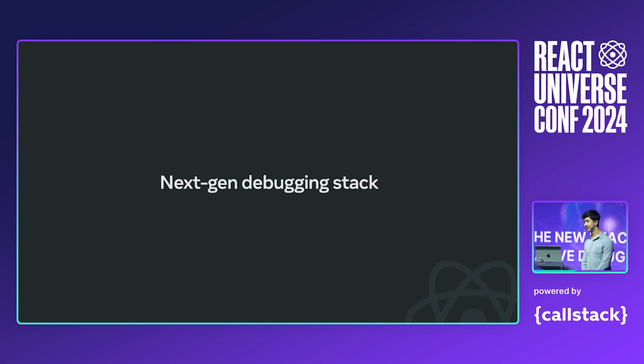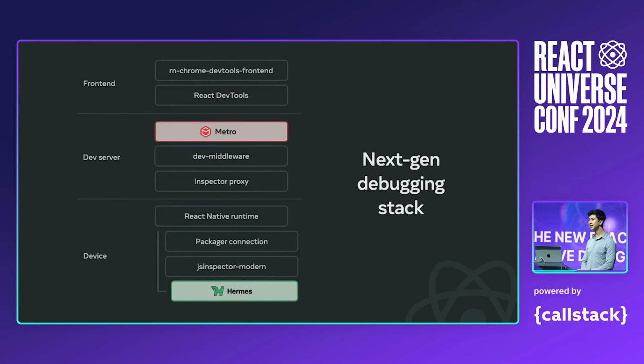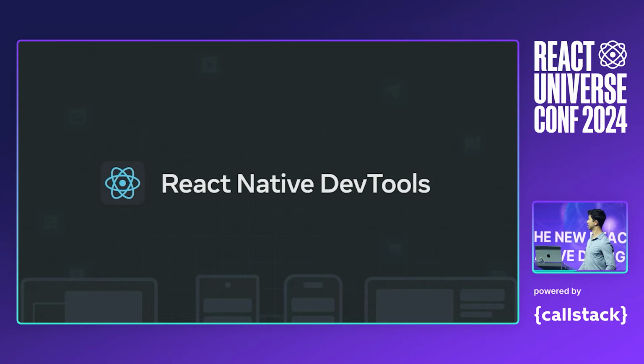We've spent the last year rewriting React Native's debugging stack from the ground up. We've touched nearly every component, from Hermes to Metro on our dev server and the front end, but particularly on the device, adding new skills to our team in the process, to build reliability in at every level of the stack, to create a new debugger you can depend on. And we're calling it React Native DevTools.